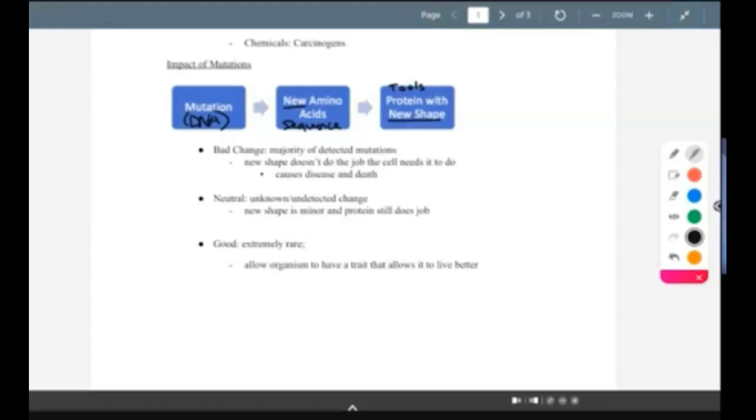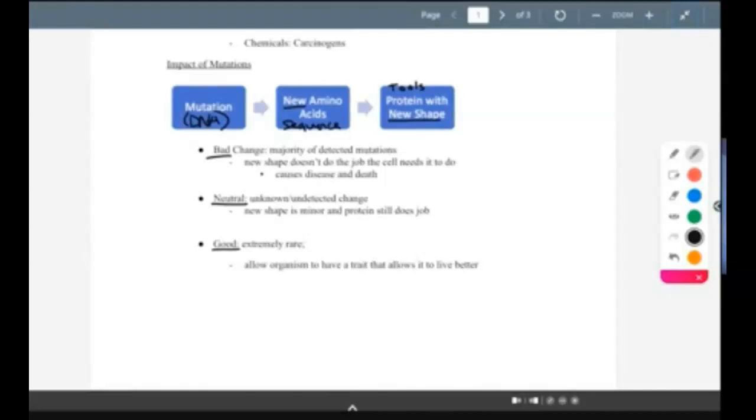And so that's the first category. We're going to underline three possibilities. When we talk about mutations, there's the bad ones, there's the neutral ones, and there's the good ones. The good, the bad, and the ugly. So the first one, the bad. This is the majority of mutations that we find. When we say detected, we mean mutations that we find because the new shape doesn't do the job the cell needs it to do.